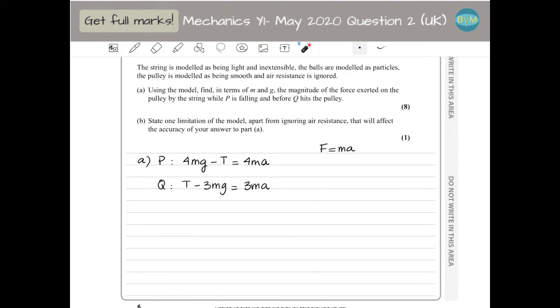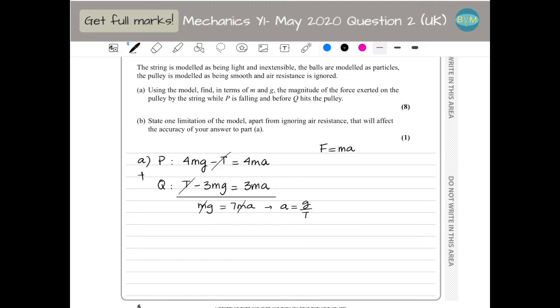I know I don't have to find A, but I think to solve it is much quicker if I find A. So if I add both equations, I will have 4mg minus 3mg is mg, T and T are cancelled, and I have 7ma. Therefore, A is going to be g over 7, and then I can substitute in either the top or the bottom one.